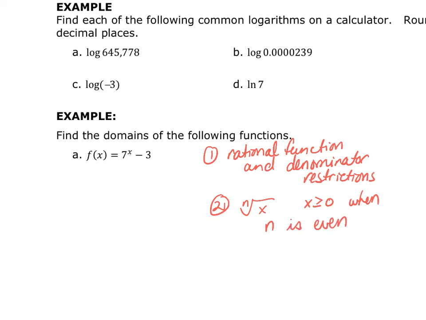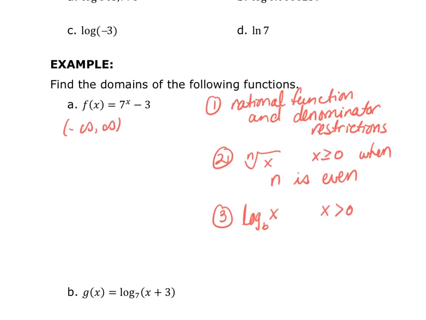Now we've picked up something new. The new thing we have picked up is if I have the log base b of x, my domain is x has to be strictly greater than 0. So we picked up something new. On our example A here, it is none of these. Because that is none of these, my domain is everything.